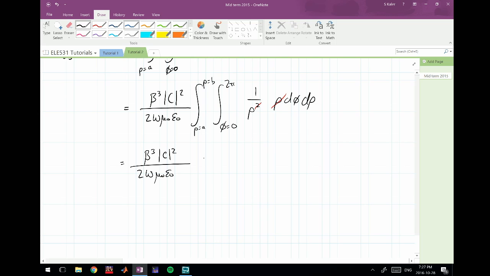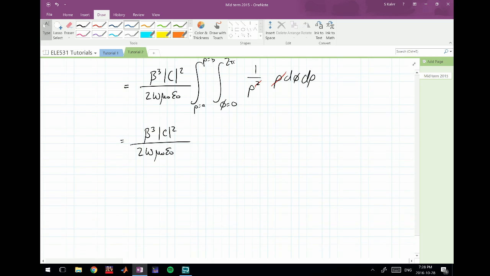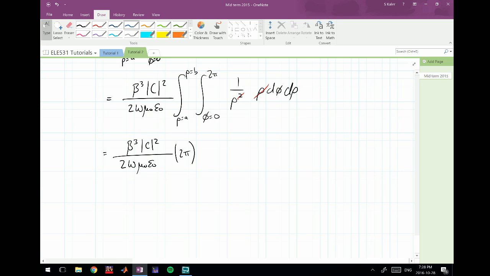So essentially the integral over phi just becomes a multiplication with 2 pi, because nothing else depends on phi. Does that make sense? Because if I integrate d phi from 0 to 2 pi, all I do is multiply by 2 pi. So I'm going to go ahead and multiply that 2 pi here, so we can stop carrying that term. And then what I'm left with is rho equals a to rho equals b, 1 over rho d rho.